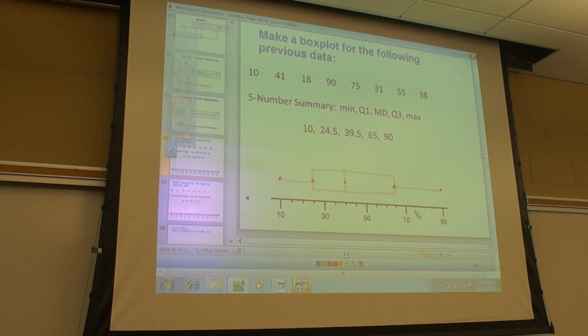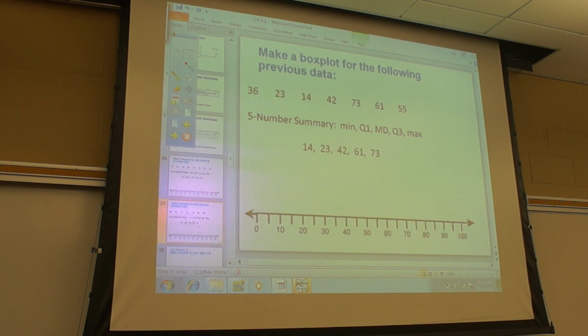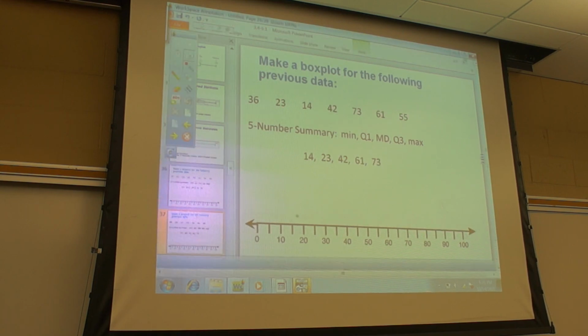So this is not your problem, right? This is the example. You guys have a problem you're doing on your own. Not yet. I'll do another one. 14, 23, 42, 61, 73. And again, just drawing a box through the quartiles and whiskers out to the ends.